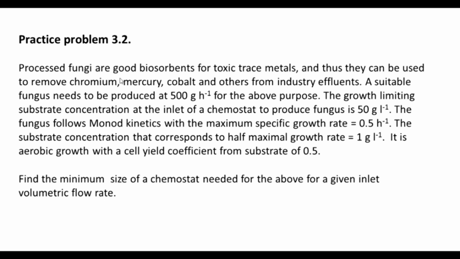Processed fungi are good biosorbents for toxic trace metals, and thus they can be used to remove chromium, mercury, cobalt and other heavy metals from industry effluents. A suitable fungus needs to be produced at 500 gram per hour for the above purpose. The growth limiting substrate concentration at the inlet of a chemostat to produce fungus is 50 gram per liter. The fungus follows Monod kinetics and the maximum specific growth rate is 0.5 per hour. The substrate concentration that corresponds to the half maximal growth rate is 1 gram per liter. It is aerobic growth with a cell yield coefficient from substrate of 0.5.